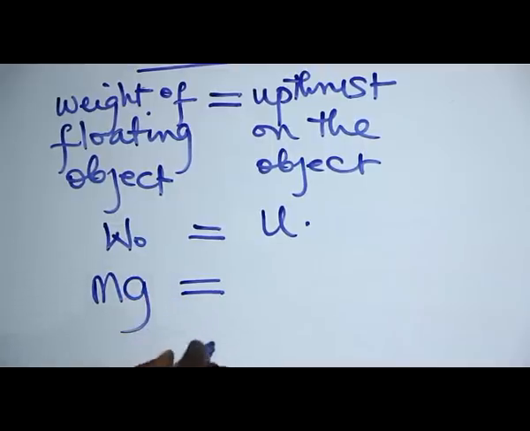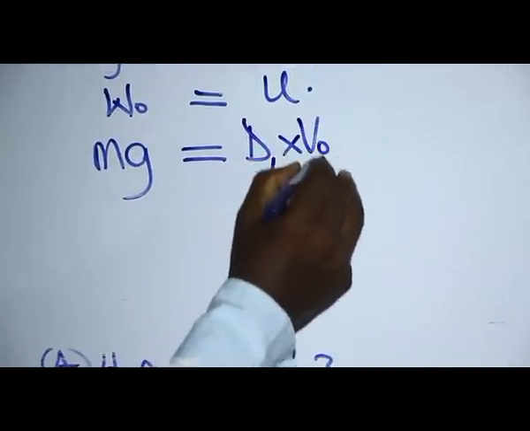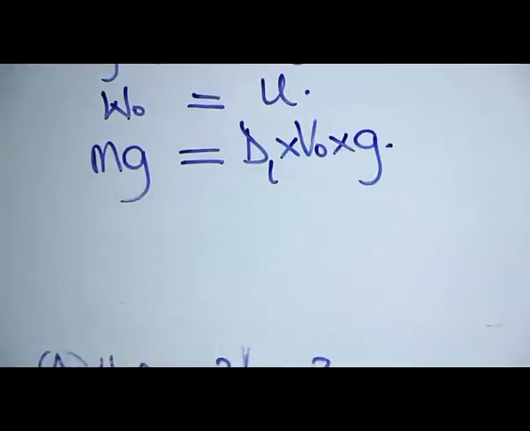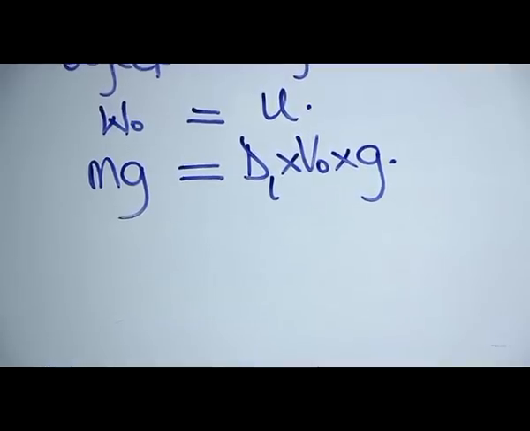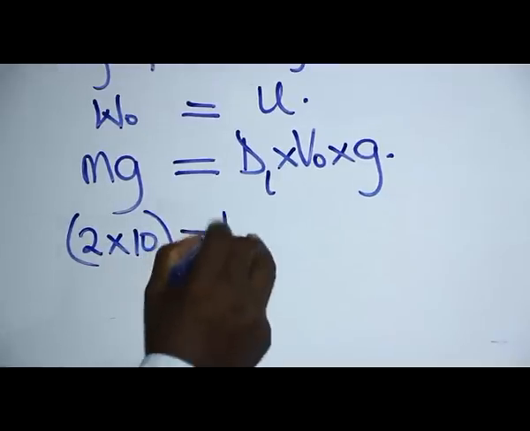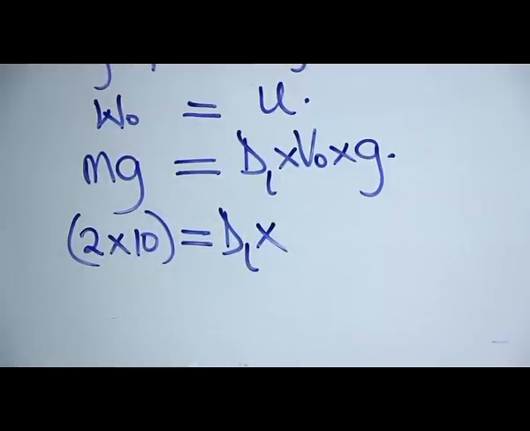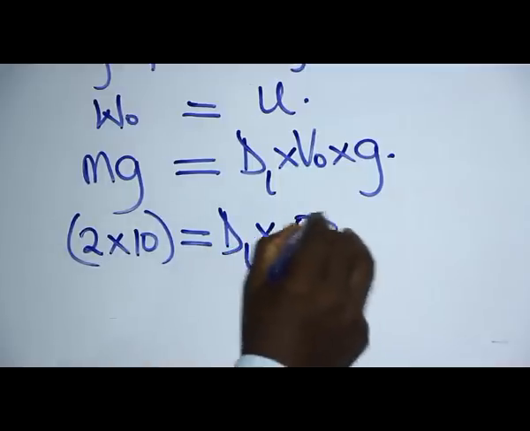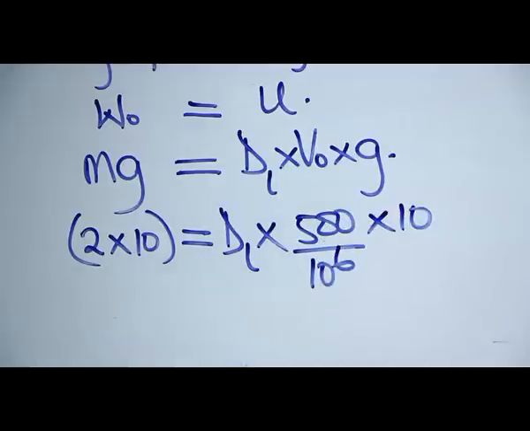The upthrust on the object is density of the liquid times volume of the object times acceleration due to gravity. With this information, we can now fix the mass as 2, times acceleration due to gravity, 10. Density of liquid was not given. Volume of the object is 500 centimeter cube. We need to change it to meter cube, and that means dividing by 1 million, 10 raised to power 6, times 10.